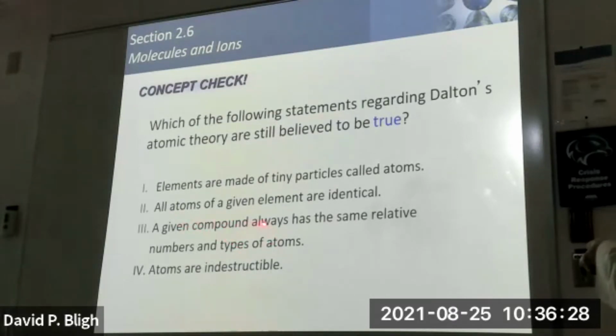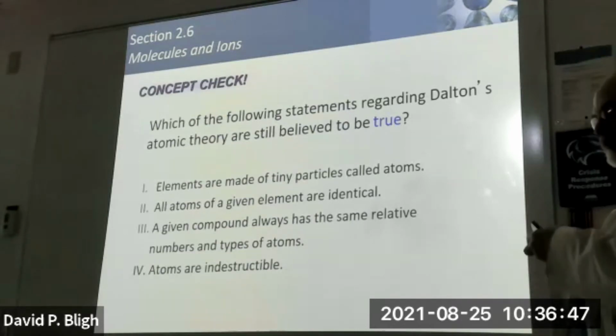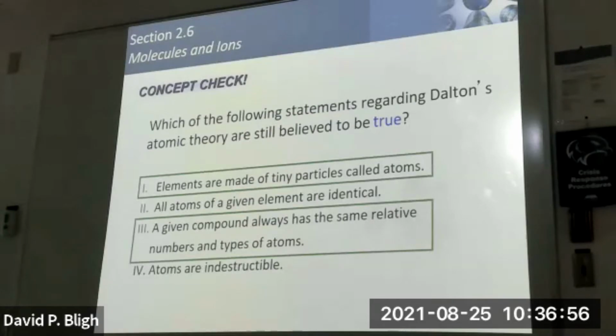A given compound always has the same relative numbers and types of atoms. Yes, that's still true. Definite proportions. And atoms are indestructible. Nope, we know about radioactivity now. Sometimes they self-destruct, and sometimes we're able to cause them to destruct. Fission and fusion, yep. Okay, so we know that those two postulates are still true.